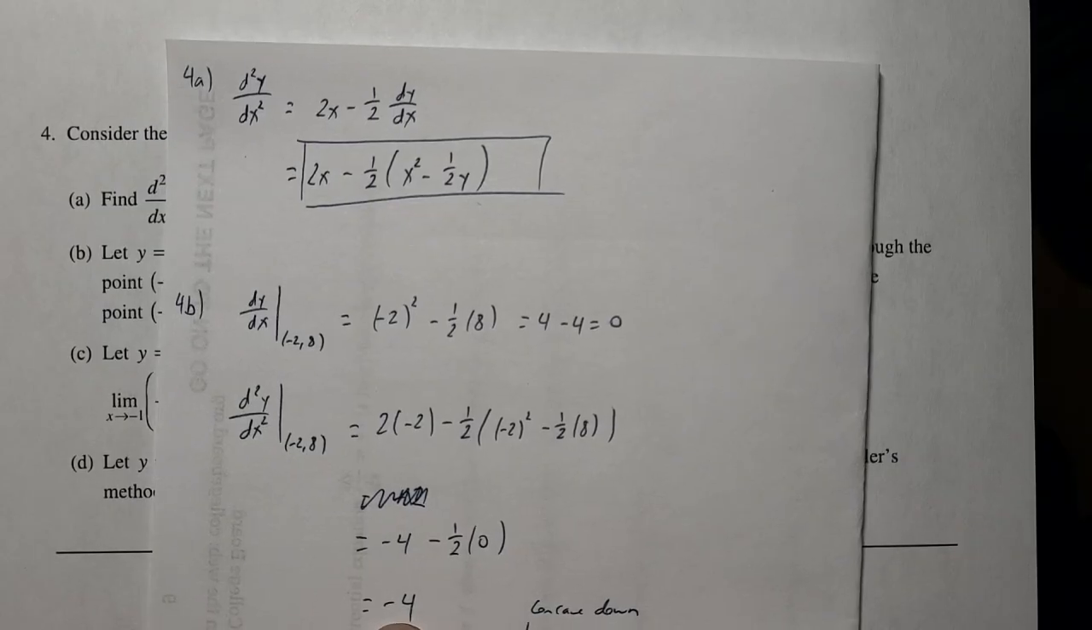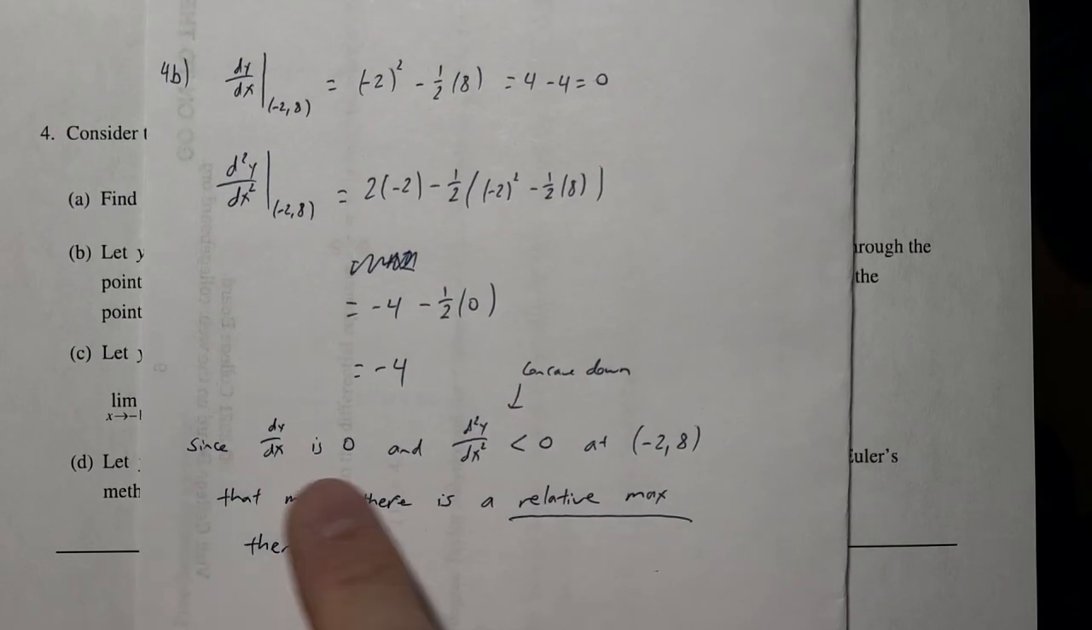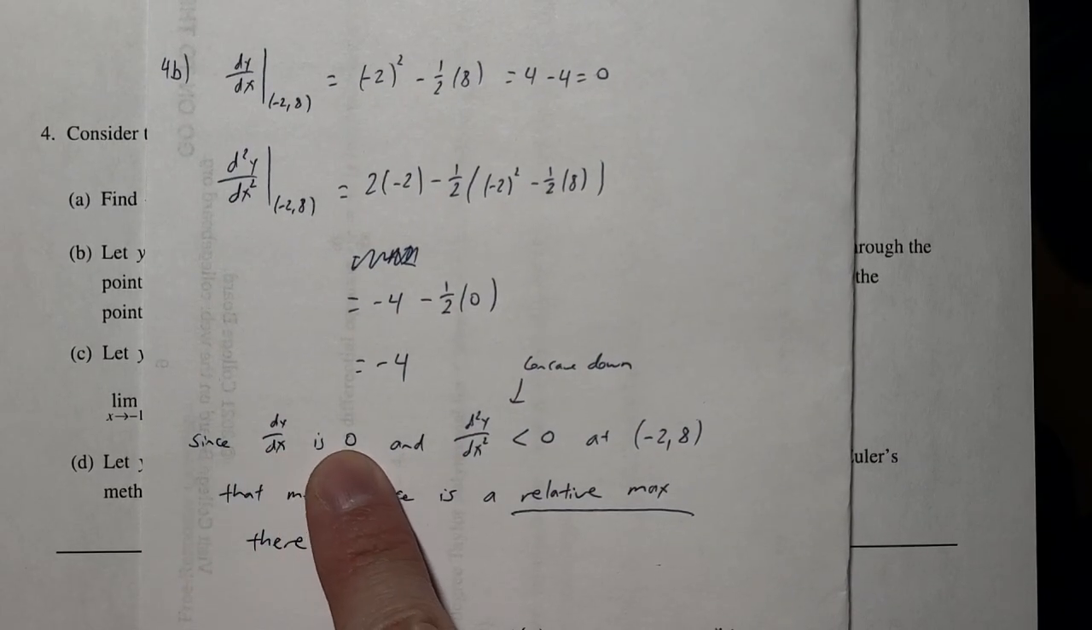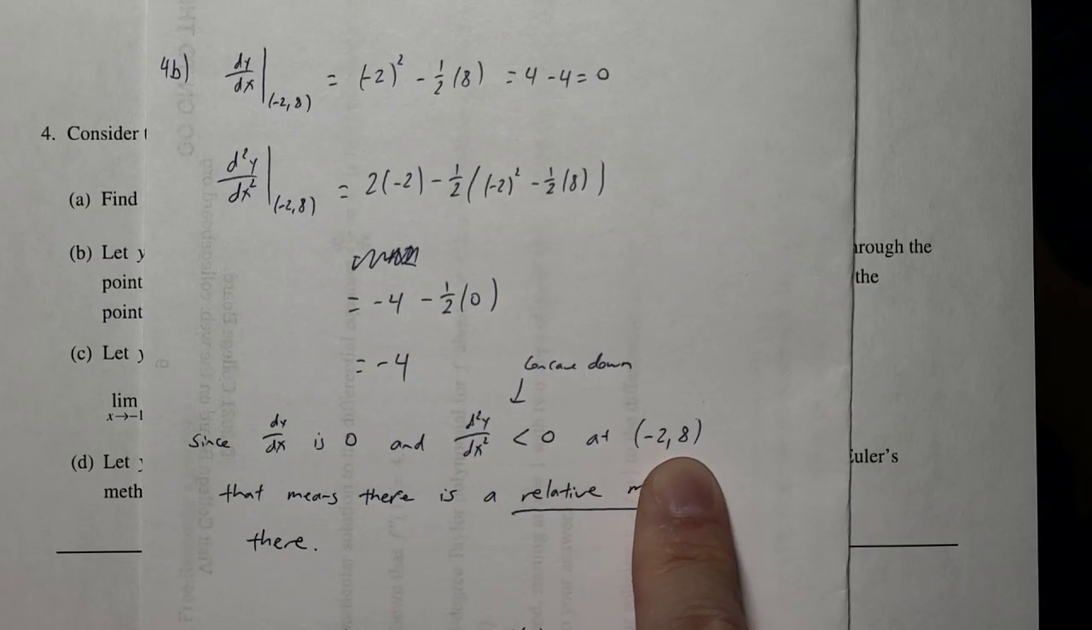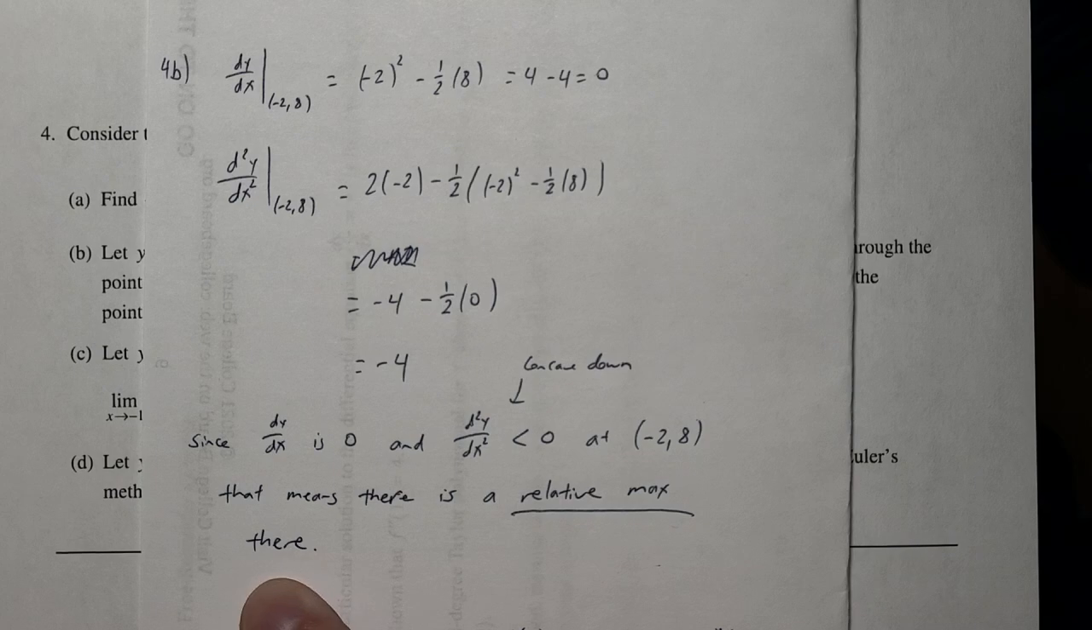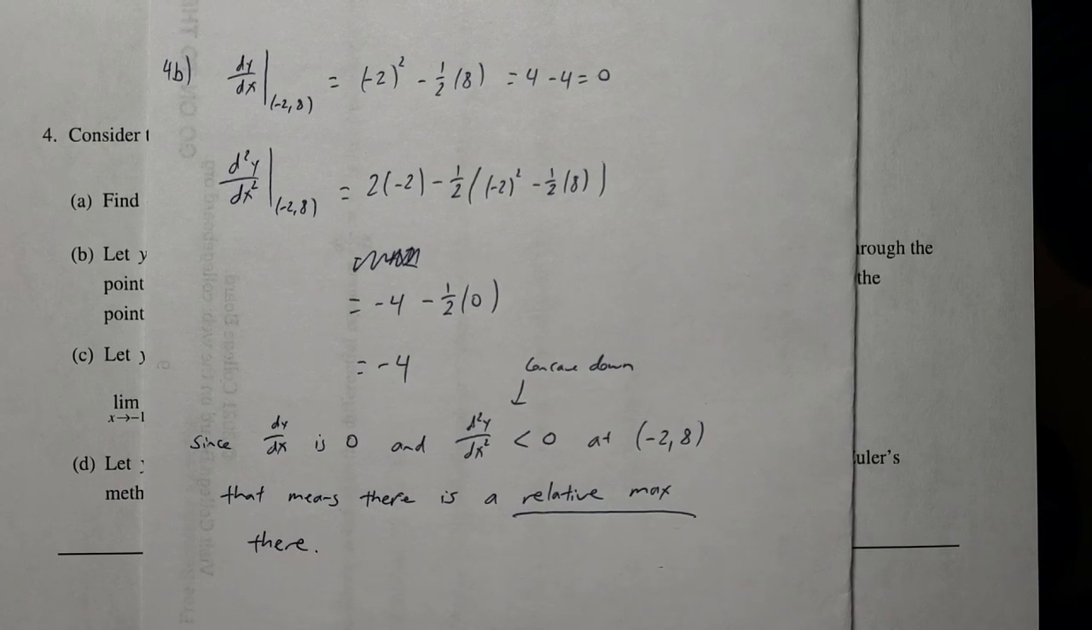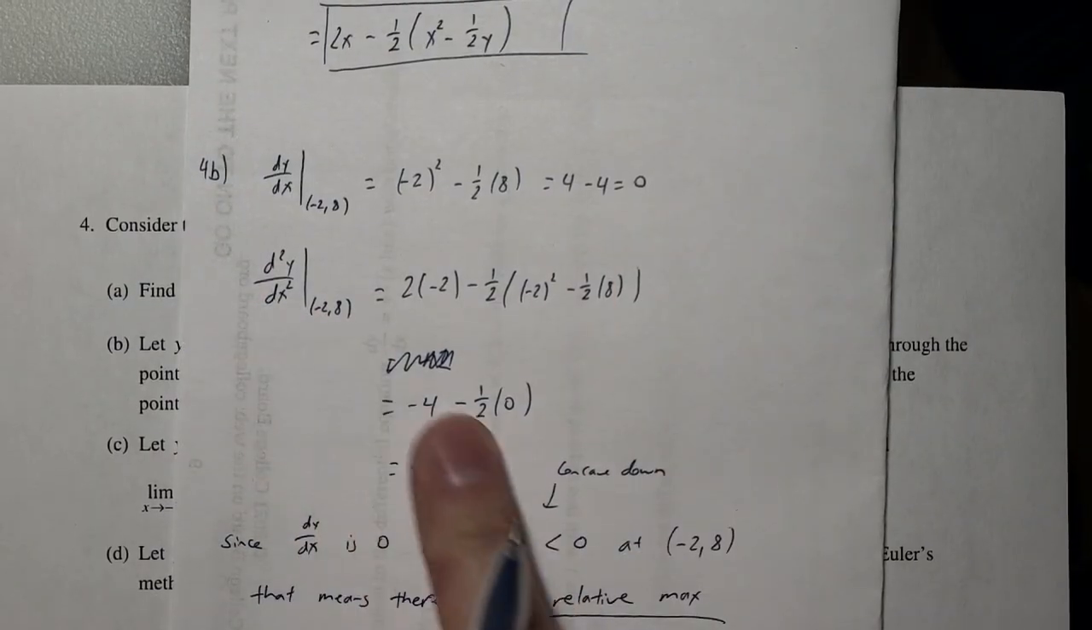So since the second derivative is negative, that means y is concave down. Okay, so our justification is: since dy/dx is 0 and d squared y over dx squared is negative at (-2, 8), that means there's a relative max there. That's a good enough justification to get all the points. You have to show that the first derivative is 0 and the second derivative is negative.